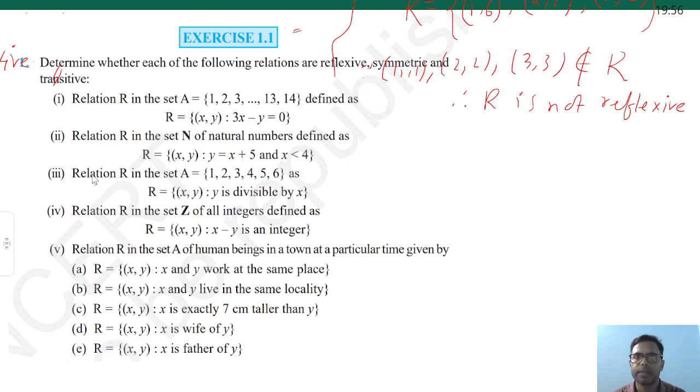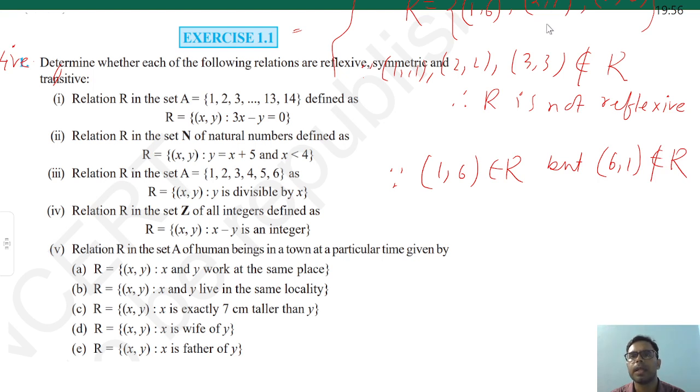So we write that. Since (1, 6) belongs to R, but (6, 1) does not belong to R, and so on. Writing one ordered pair and etc. is enough. Therefore R is not symmetric. The second part is done.